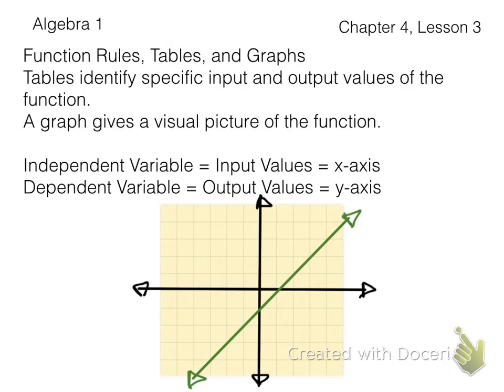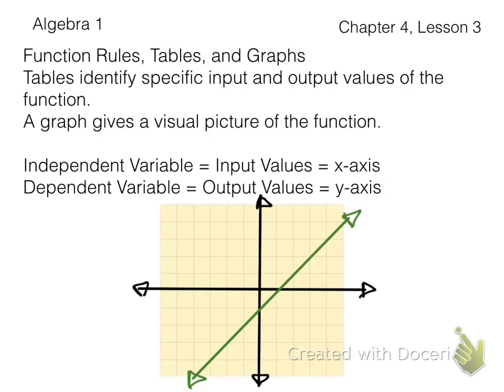Okay. So, tables identify specific inputs and output values. So we know it's a function, obviously, if it's a straight line, we talked about that in the last lesson. Parabolas, matters which direction they're going. Circles, no. So you do need to make sure that you're looking at how things work and really understanding: is there only one y to each x value? Is there only one range to each domain? Is there only one dependent variable for every independent variable?